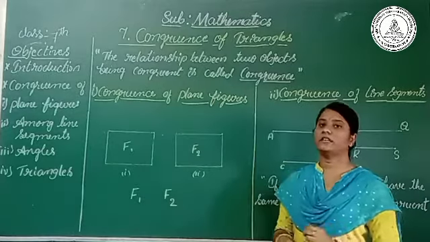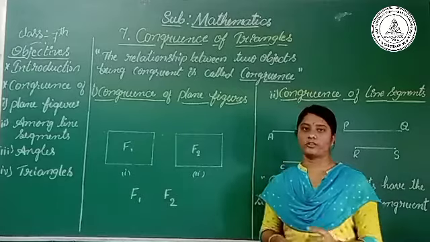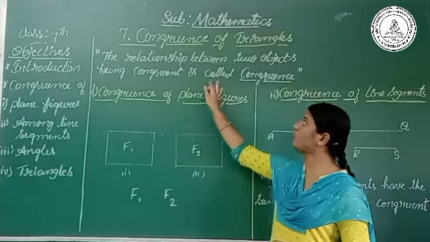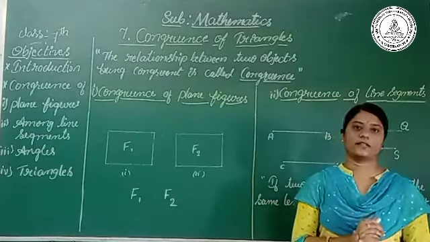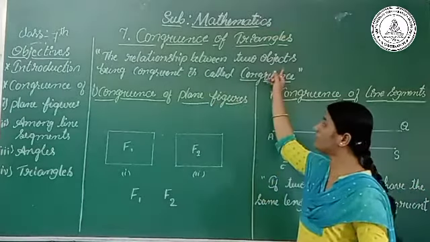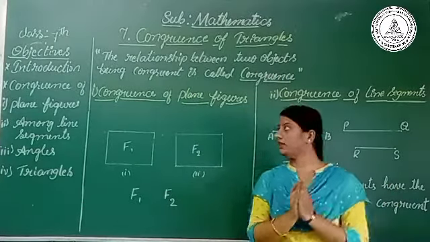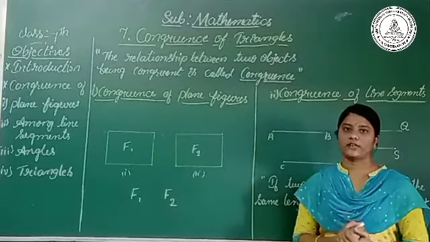Yes, you have learned what congruence is. Congruence means the relationship between two objects being congruent. The relationship between two objects being congruent, meaning they overlap each other, is called congruence.